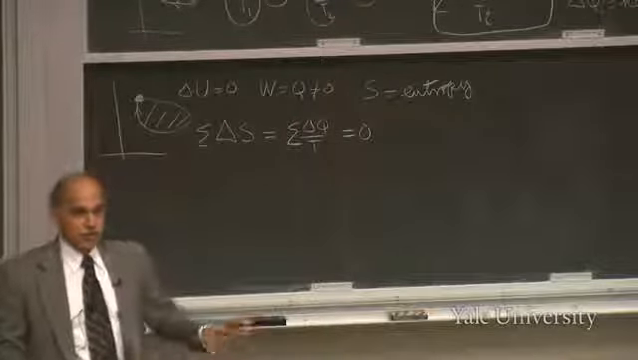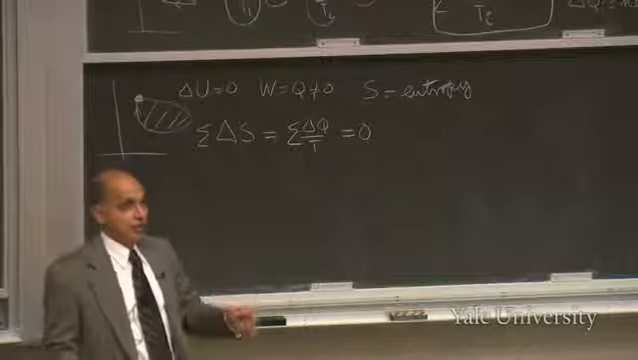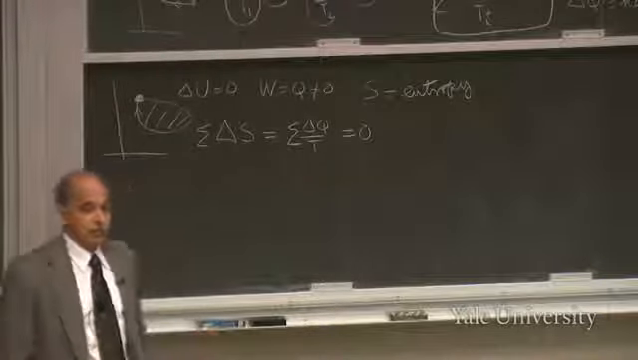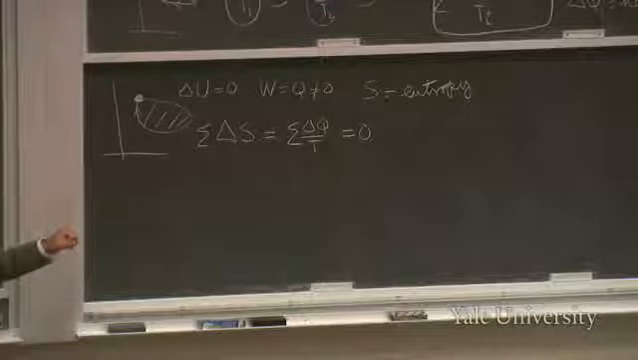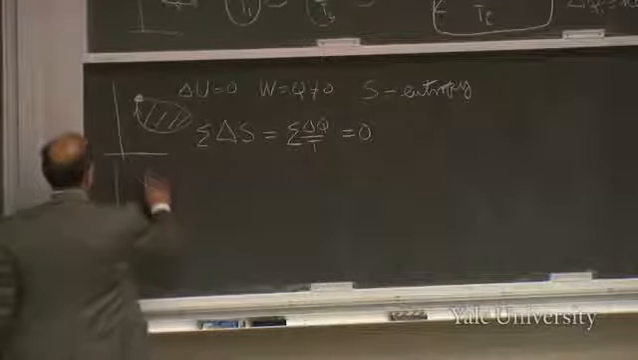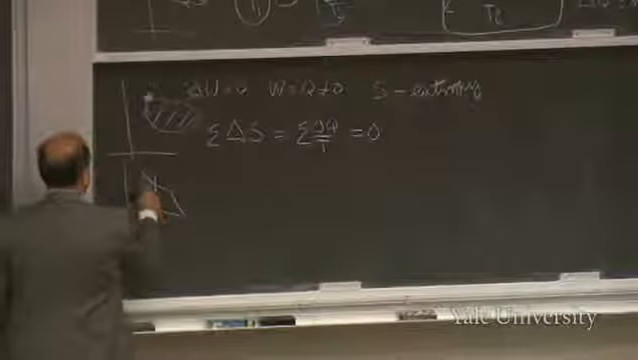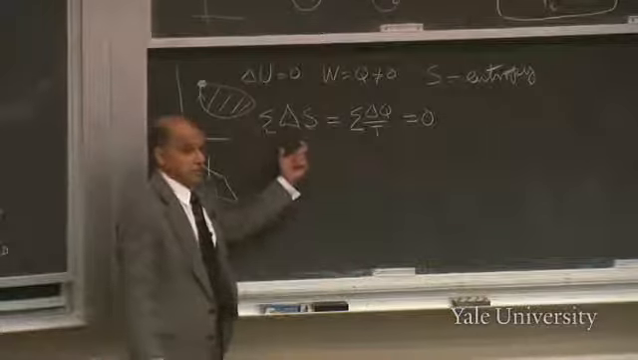In other words, Q1 was not Q2. Q1 is bigger than Q2. But Q1 over T1 precisely balances Q2 over T2. The heat absorbed at higher temperature, if divided by T1 to compute the change in entropy, then in the upper part of the Carnot cycle here and the lower part of the Carnot cycle here, the two canceled as far as the entropy change is concerned.